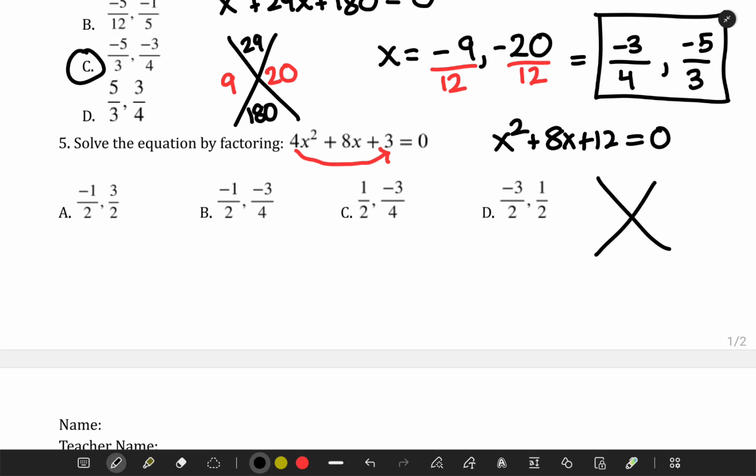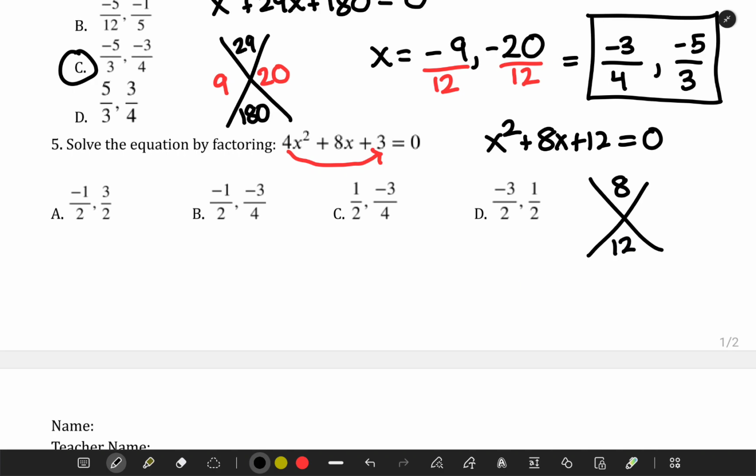Setting up the x method once again, 8 goes on top, 12 goes on bottom, and I need to figure out ways to get 12. So the first one is 1 and 12, 2 and 6, then 3 and 4. Is there any way I can get 8? Yes, we can. 2 and 6. I have my whole x method, so I'm going to just solve it and say x equals negative 2 and negative 6, changing the signs.